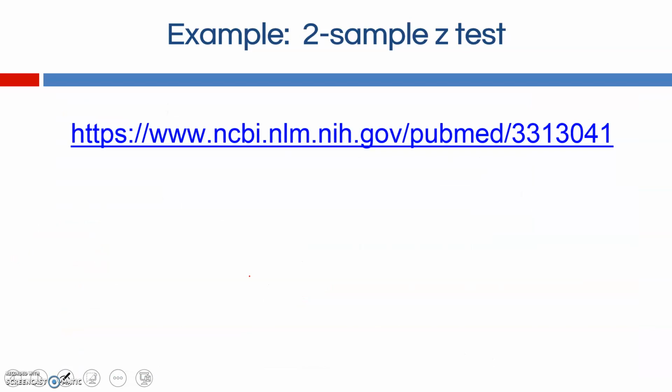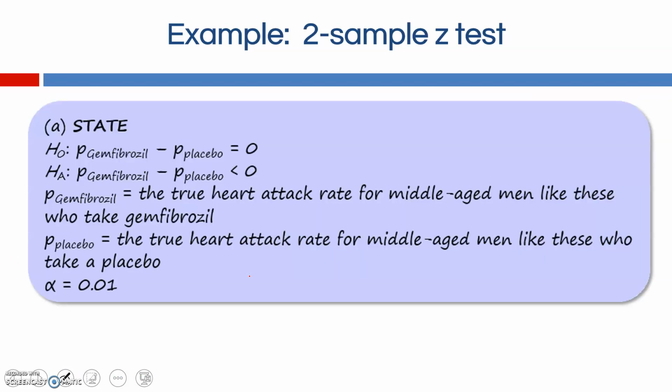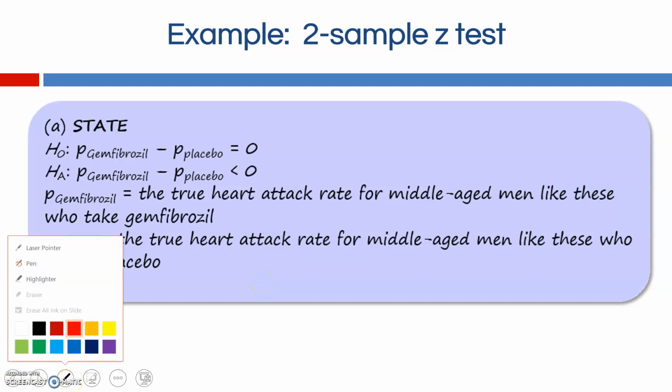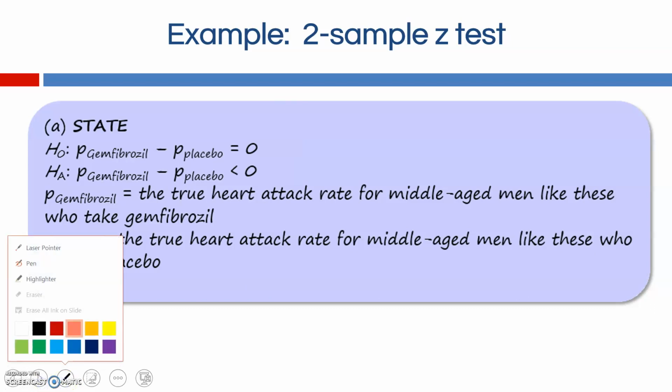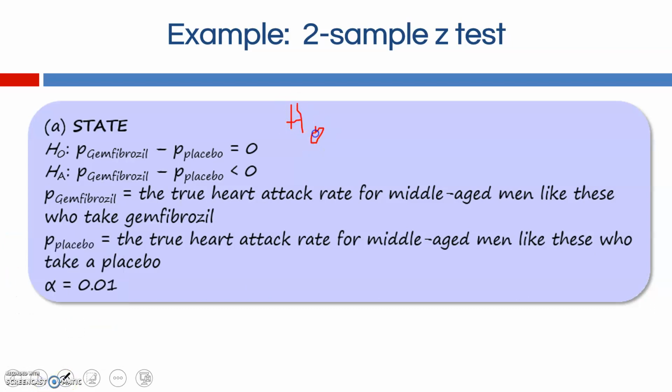All right, there's some more information on the study. Please go ahead and look at that if you're interested in this. All right, so here is the state portion. So our null hypothesis can begin with H naught, and we have the true proportion, that true heart attack rate of this gemfibrozil group is equal to the true heart attack rate of this placebo group. Remember, you don't have to write it as a difference. You can write it just like this.